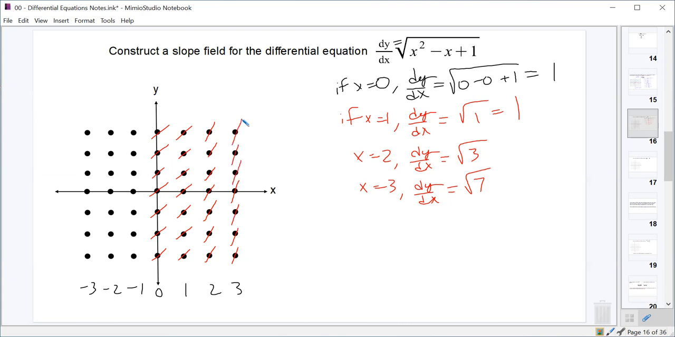And your slopes don't need to be completely 100% exact. You don't need to get a ruler out to measure them on the AP test. As long as you're in the general range of pretty close to what it should look like, you're going to be fine.